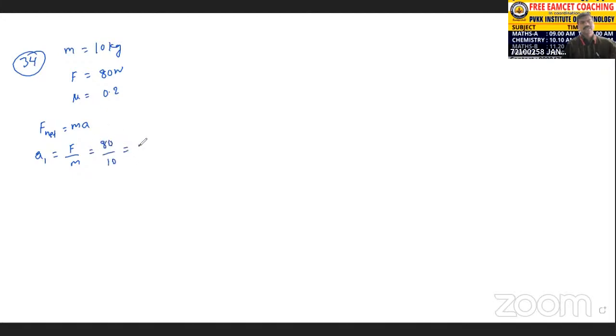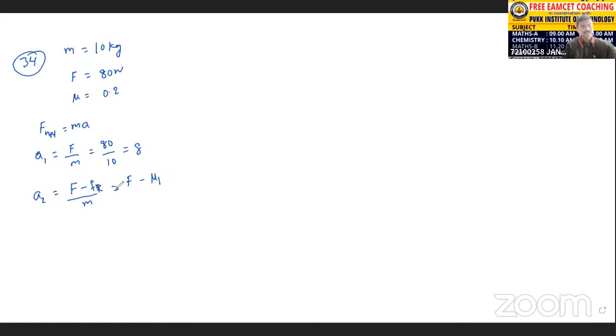That is equal to 8. A1 is equal to 8. Next, A2 with friction. So external force minus frictional force, divided by mass, gives acceleration. That is equal to F minus mu K.